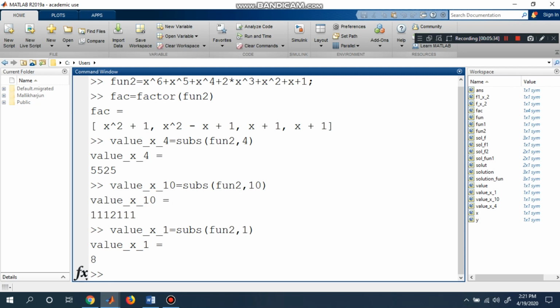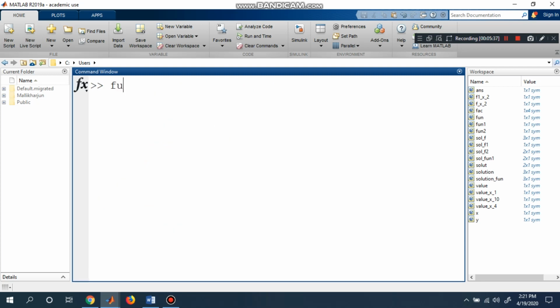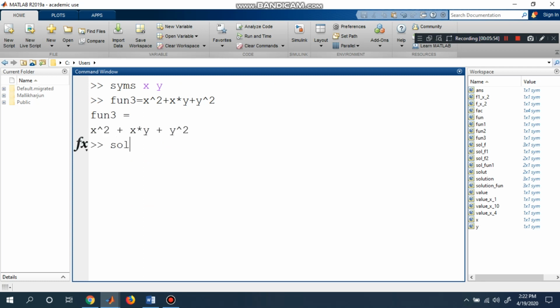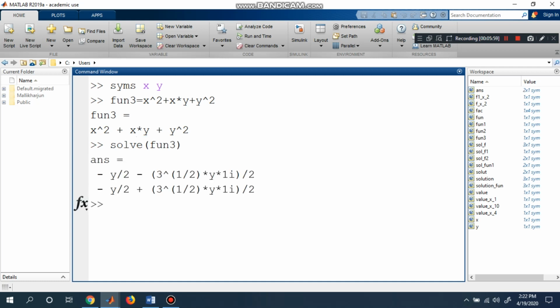The same thing, if you want, you can extend for two variables. First you define the variables x and y, and function 3 is equal to x square plus xy plus y square. This is the expression. And if you want to solve this function 3, you can solve it. This solution is only for x value, where x is in terms of y. And suppose you'd like to factorize this, because it defines only for x values.